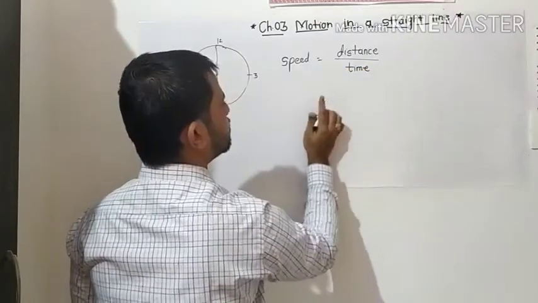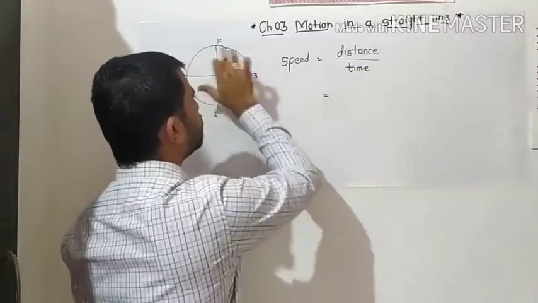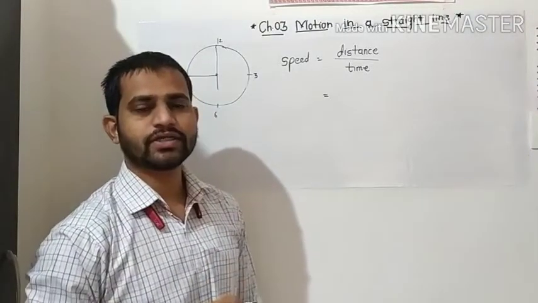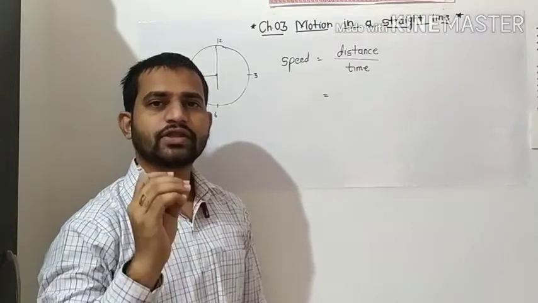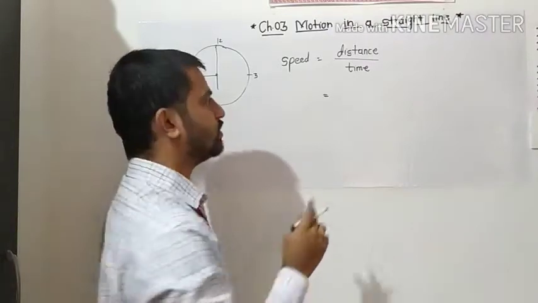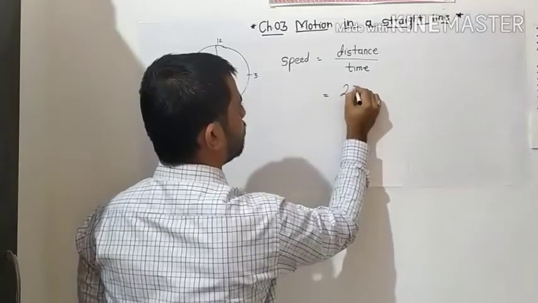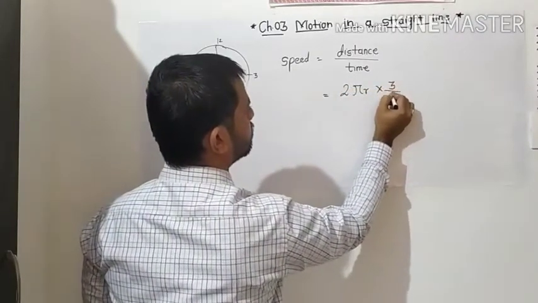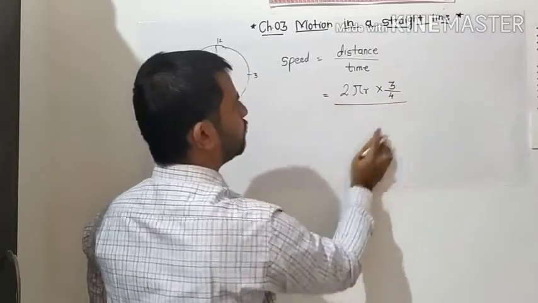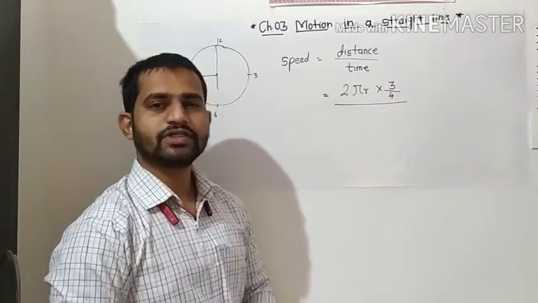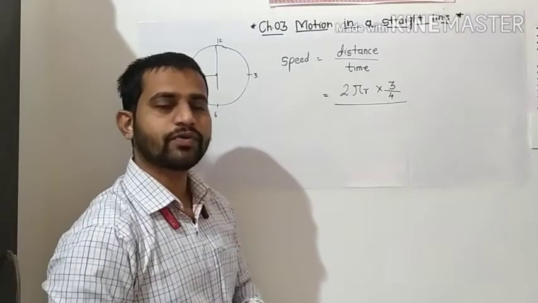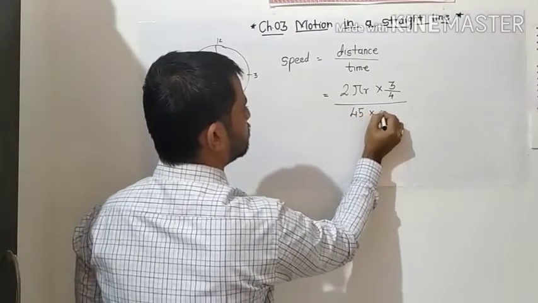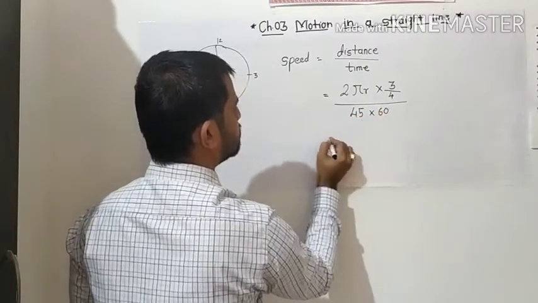So in this case, how much is the distance? What is the total distance covered when it completes one rotation? We have to consider the 3/4 part of it. So total distance covered will be 2 pi r into 3/4. That much will be the distance. Now, how much is the time? It is 45 minutes. We have to convert it into seconds, so 45 into 60.